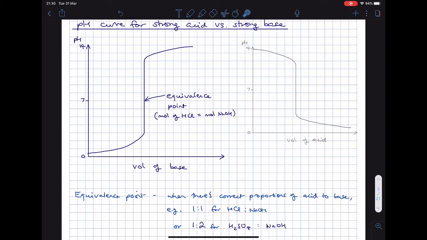If I have a diprotic acid and a monobasic base, then the moles of the base will be twice as many as the moles of the acid at the equivalence point. So the equivalence point doesn't mean they're the same number of moles of the acid and alkali. It just means that they are in the correct proportions in terms of their stoichiometry at that point in the titration.